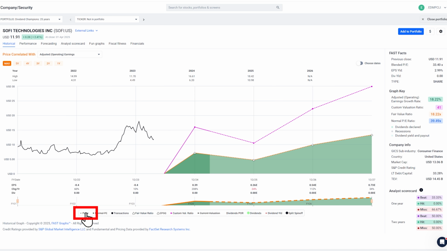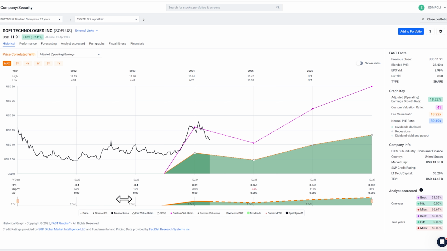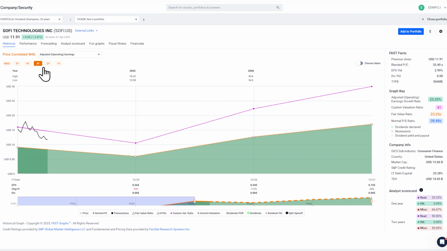Now, when I put weekly closing stock prices on the graph, we get some really crazy looking pictures. First of all, I've got a growth rate here of 18.22%. So when I'm looking at the max time frame, I'm drawing the fair valuation line at 18.22. But if I drop this down to a 3-year graph, now I've got a 23% growth rate, and the PE ratio is being drawn at 23. As you adjust time frames, you're measuring different growth rates, different data. FAST Graphs automatically adjusts for you.